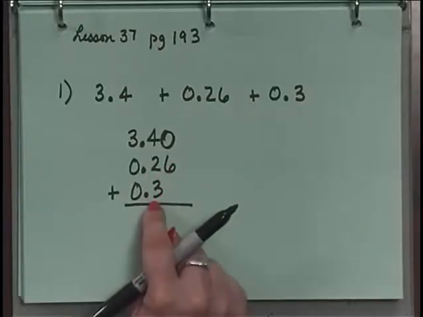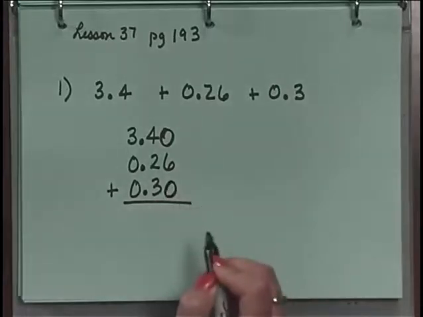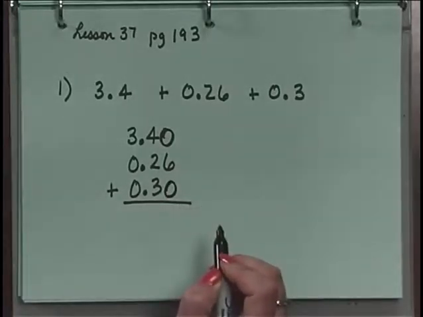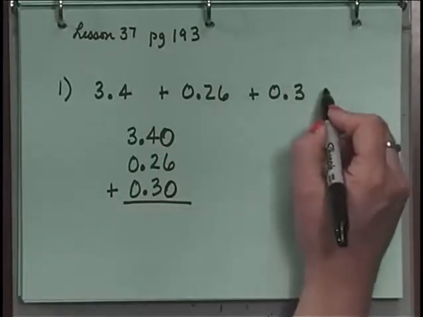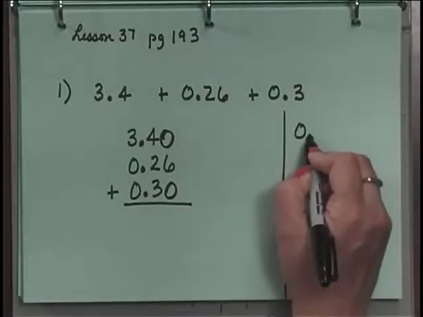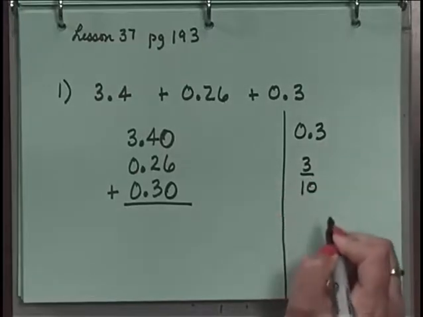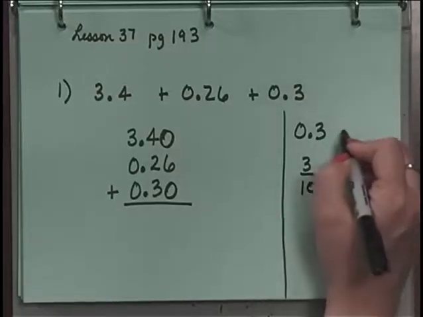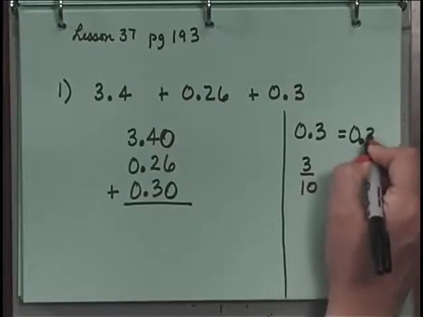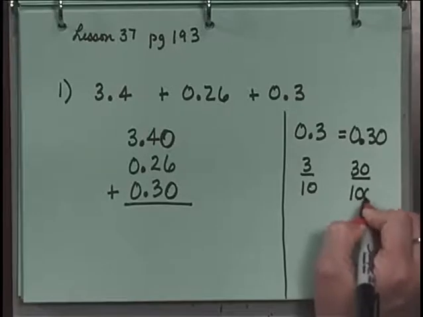What about 3/10? Does 3/10 have any hundredths? No, so I can insert a 0 there. It doesn't change the value of the number. Now, I want you to consider something just to make sure that you understand that you can do this. Let's consider the number 3/10. 3/10 is the fraction 3/10. Now consider the number 30 hundredths. 30 hundredths is the fraction 30/100.